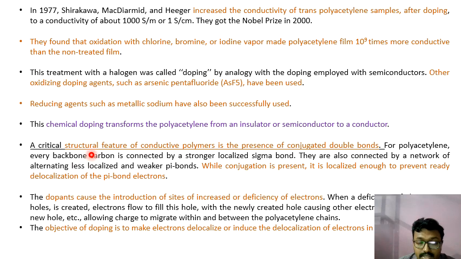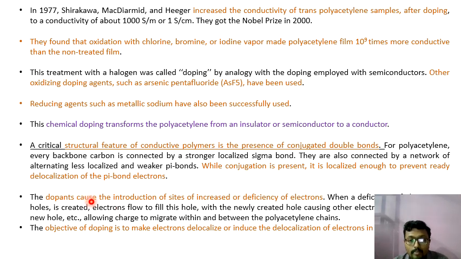So the main structural feature of conductive polymer is the presence of conjugated double bond. If conjugated double bond is present, then only the polymer can be conductive. If conjugated double bond is not present, then the polymer cannot be conductive. While this conjugated double bond is present, this double bond is localized. Since it is localized, it is not able to conduct. This localized double bond prevents the electron conduction.